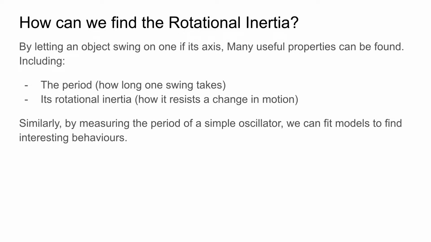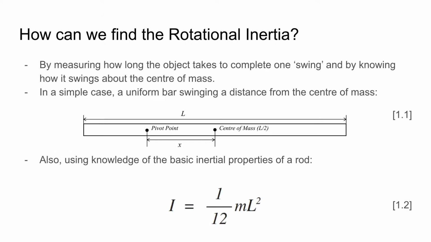After mirroring the period of a simple oscillator, we can fit models to find interesting behaviors. By measuring how long an object takes to complete one swing, and by knowing how that object swings about its center of mass, in a simple case, a uniform bar swinging a distance from its center of mass, as shown in the figure below, and by also using knowledge of the basic inertial properties of a rod, given in the equation, where m is the mass of the rod and L is the length of the rod.